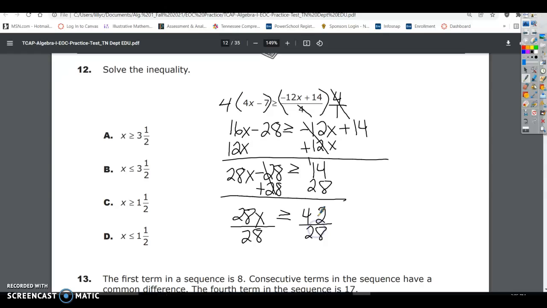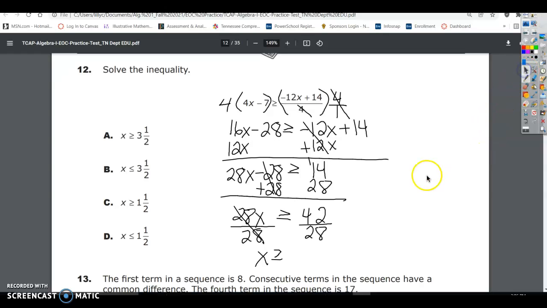As you can see, I haven't multiplied or divided by a negative. So when I don't multiply or divide by a negative, my inequality stays the same. The only time I have to worry about switching my inequality sign is if I multiply or divide by a negative. Now, 42 divided by 28, I'm just going to reduce that.